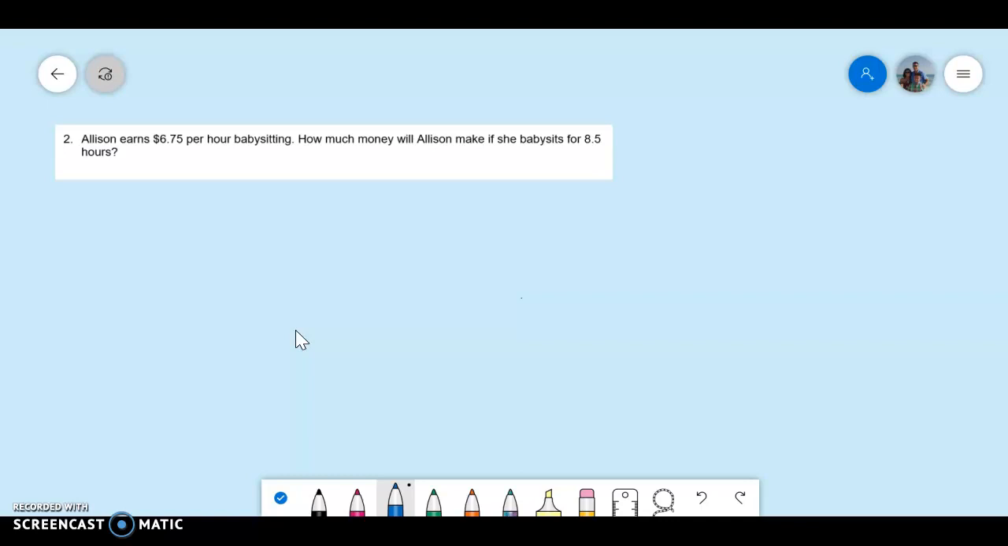First thing I would do is read the problem and maybe go through and highlight anything that is helpful. It says Allison earns $6.75 per hour babysitting. How much money will Allison make if she babysits for 8.5 hours? Some things I would want you to notice is that she's going to earn $6.75 per hour, and how many hours she's going to babysit. So this little piece right here, this 8.5 hours, is important, okay?